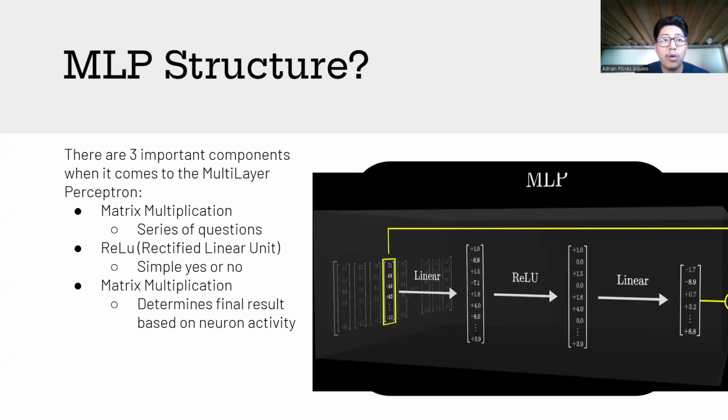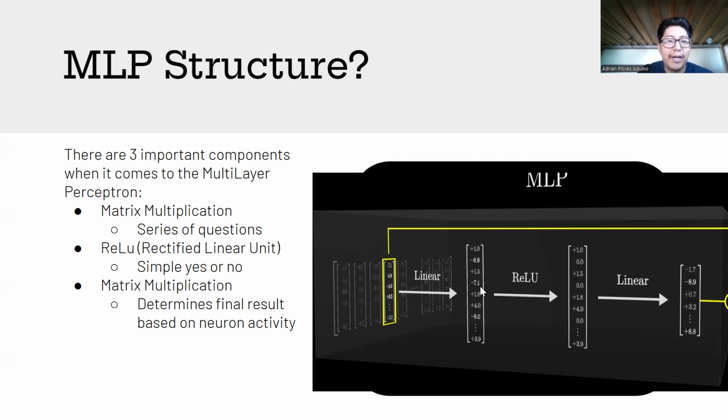When it comes to the MLP, there is a specific structure with three important components. The first component is matrix multiplication, which takes the input layer and multiplies it by a big matrix. It could be hundreds or thousands of dimensions, depending on how big the data set is. This asks a series of questions of the vector to get to know it a little better.